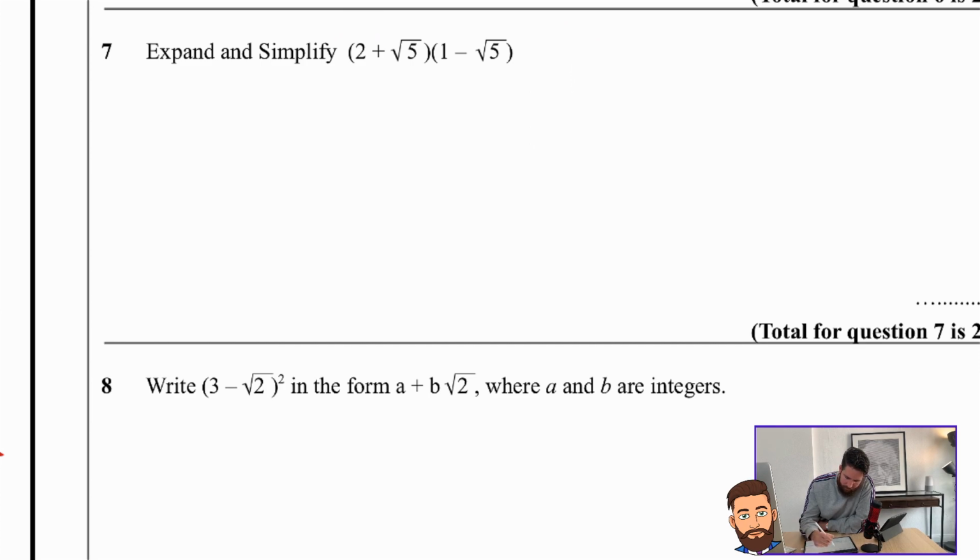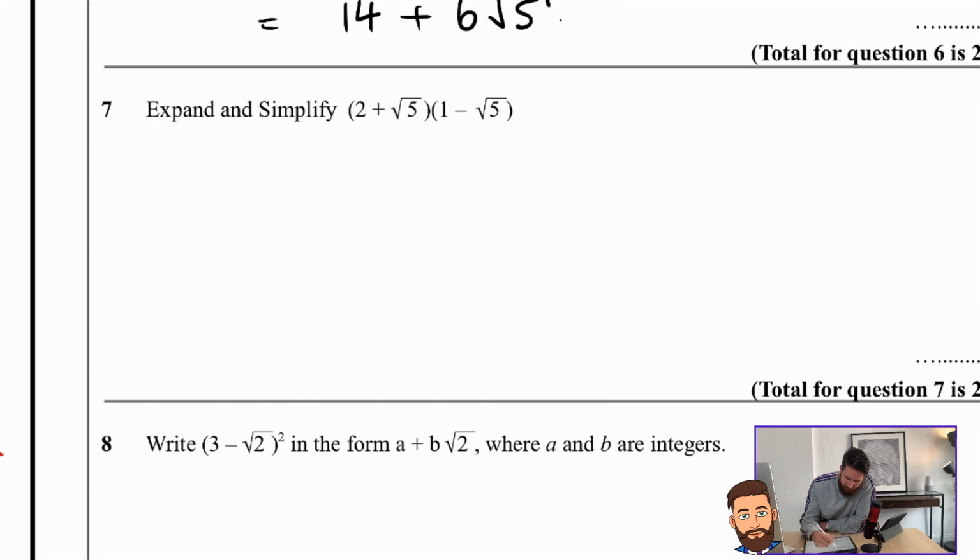On the next one, exactly the same thing. So you can see that these questions, although they look difficult, they generally always look the same in the exams. Not very many words, just here's a surd, do this with it.